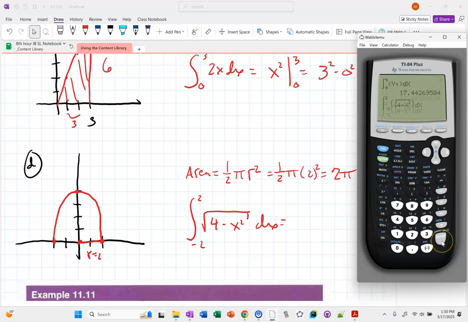So I just type it in and press enter and give it a second to think. It gives me that decimal. Do you think that's the same as 2 pi? Let's check. 3.1415. Woo!